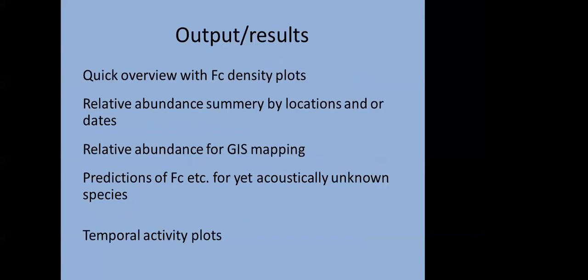Output results. One of the things you can do, and I do in R, is an overview of an entire data set, looking at just characteristic frequencies of all the data. Relative abundance summaries by locations and dates can be done through the ADMS. Relative abundance tables are exported, so you can do GIS density mapping. We use it for predicting characteristic frequencies for species we don't know yet. It provides temporal activity plots to see how the bats are sharing their space and time.